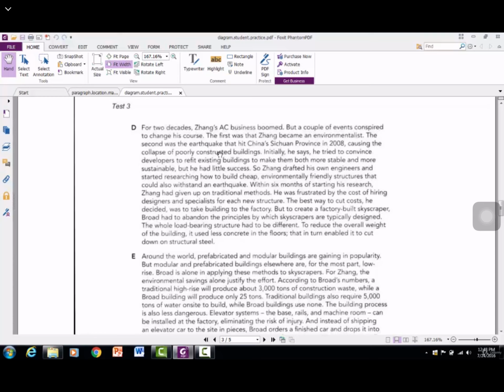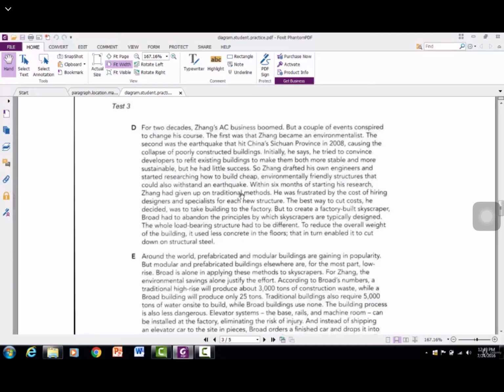Oh, here's buildings. All right, there's buildings. I need something talking about less, though. Okay, we're getting close. It says six months of starting his research, Zonka giving up traditional methods. Traditional is similar to the word conventional, but I still have to find the language that means the same as less.